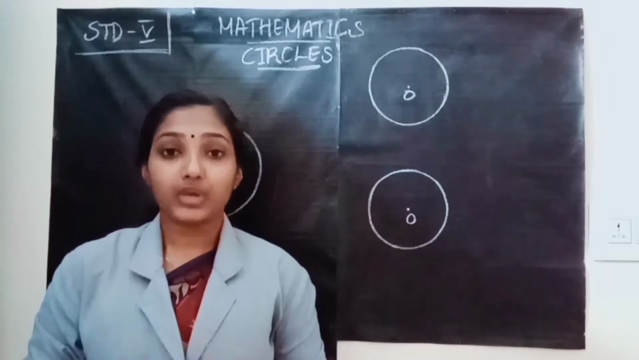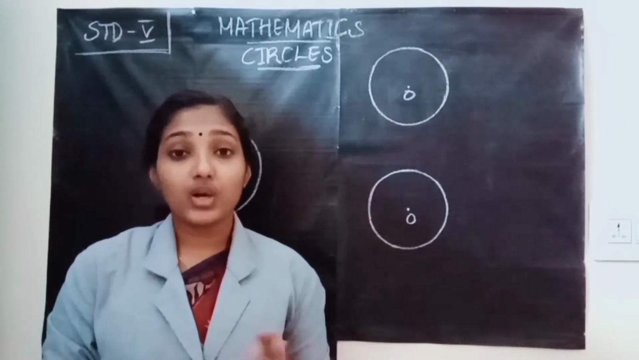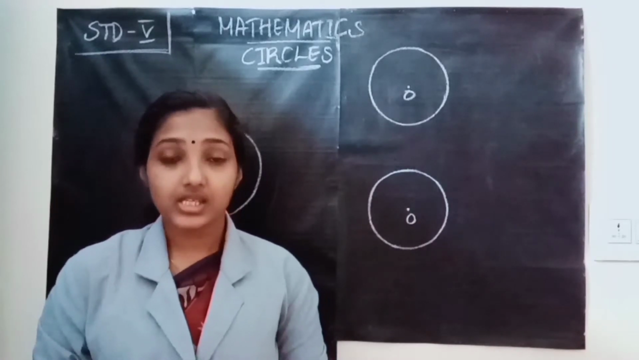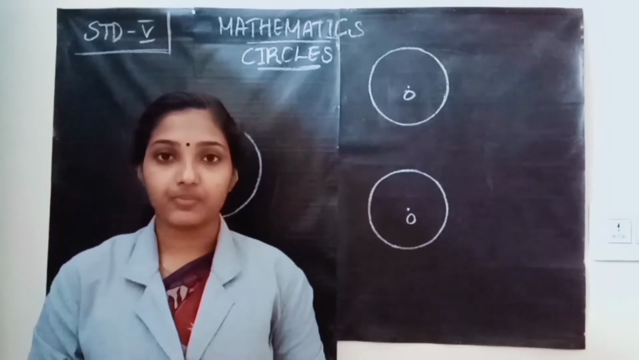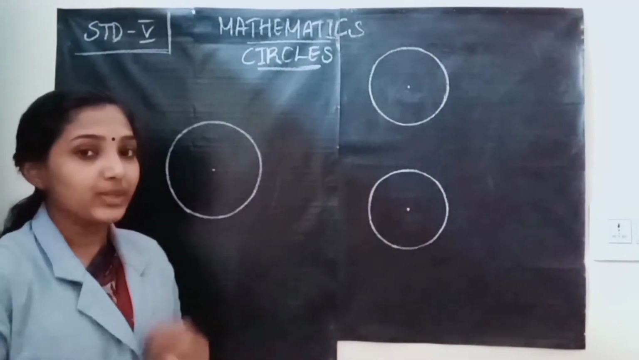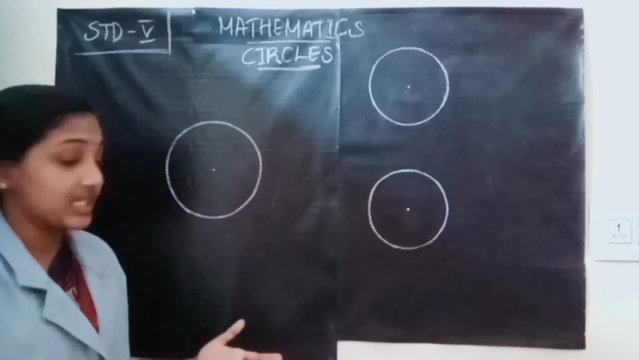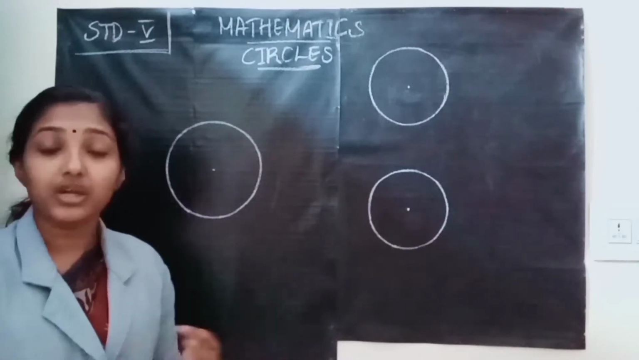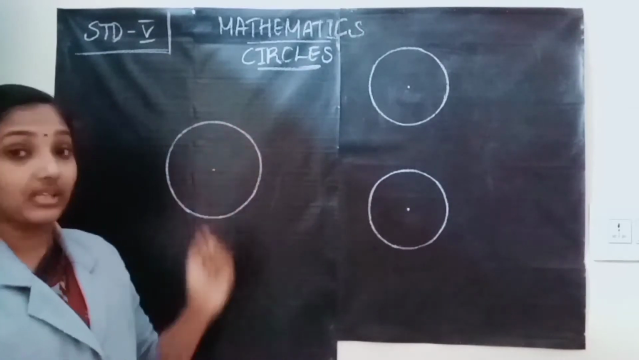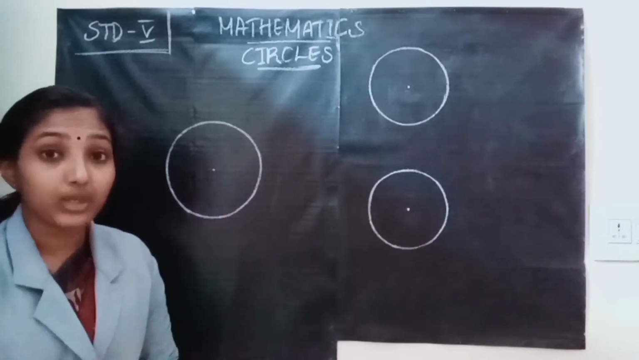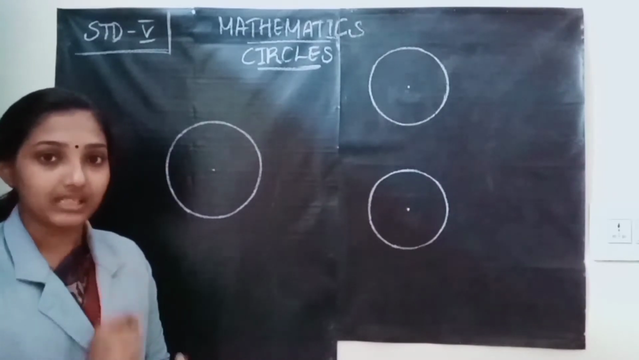Today we are going to study a new chapter, circles. So all are familiar with the shape circle, right? In our day-to-day life we come across many things which are circular in shape, right? Here you can see 3 circles drawn, and as you see, a circle is a closed figure and the points on the circle are at an equal distance from a fixed point inside the circle.